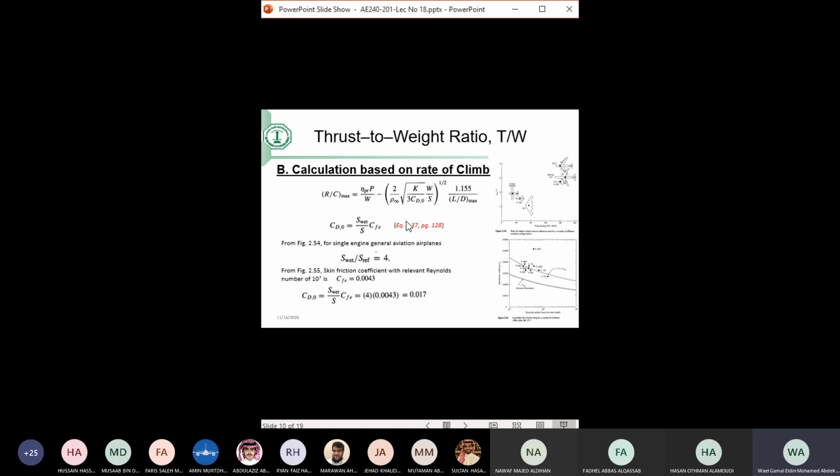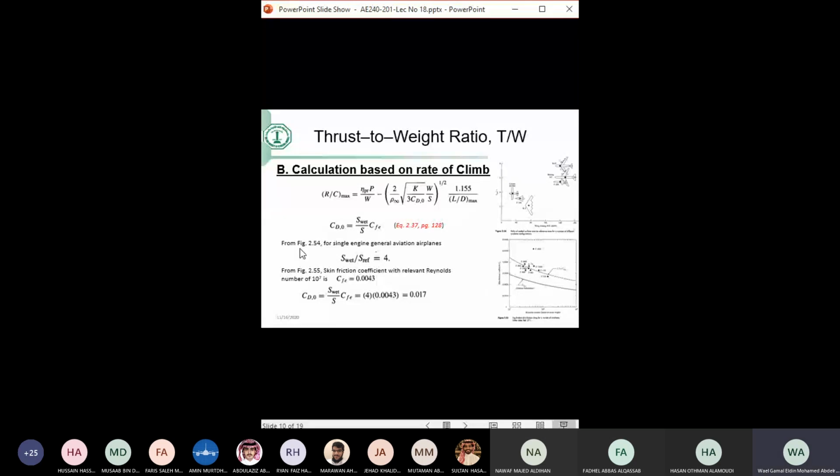In reality, we will not estimate this surface area, but we will do it after we draw the aircraft. Maybe on SolidWorks, I can get the external surface area. But right now, I don't have SolidWorks. I don't have the shape of the aircraft. So this is one way to estimate that. In your design project, feel free to assume it, or you can estimate it in this manner if you want.